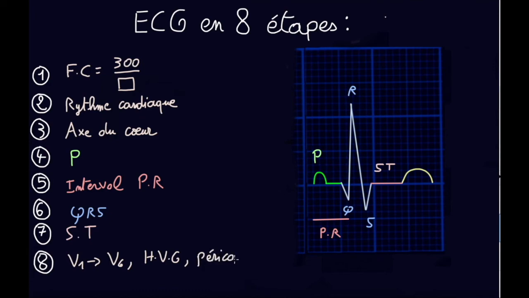The last step is to watch the EKG in all the derivations. Search for the signs of left ventricular hypertrophy, pericarditis, or hyperkalemia.